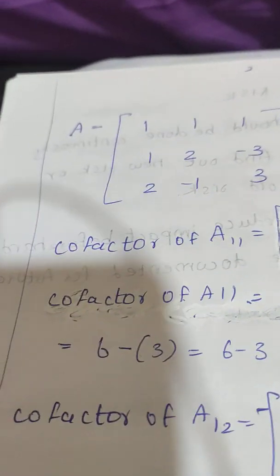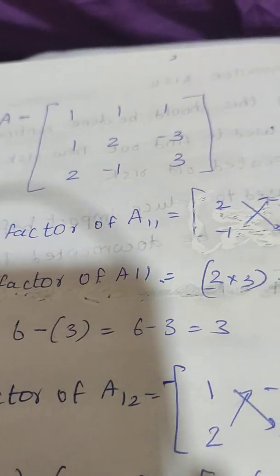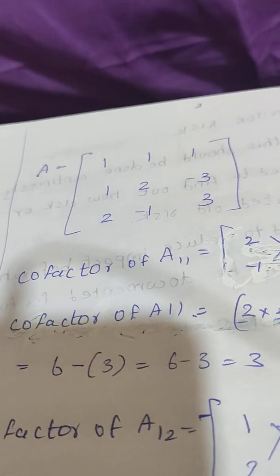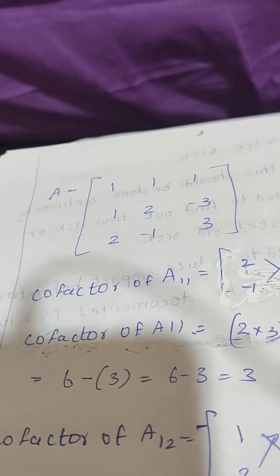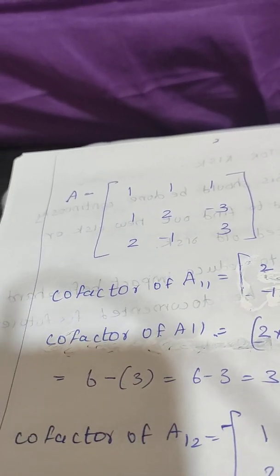Now moving on to the sum. Here we see a 3 by 3 matrix, with 3 rows and 3 columns, named A, and its elements are 1, 1, 1, 1, 2, minus 3, 2, minus 1, 3. Now we are going to find the adjoint of A.